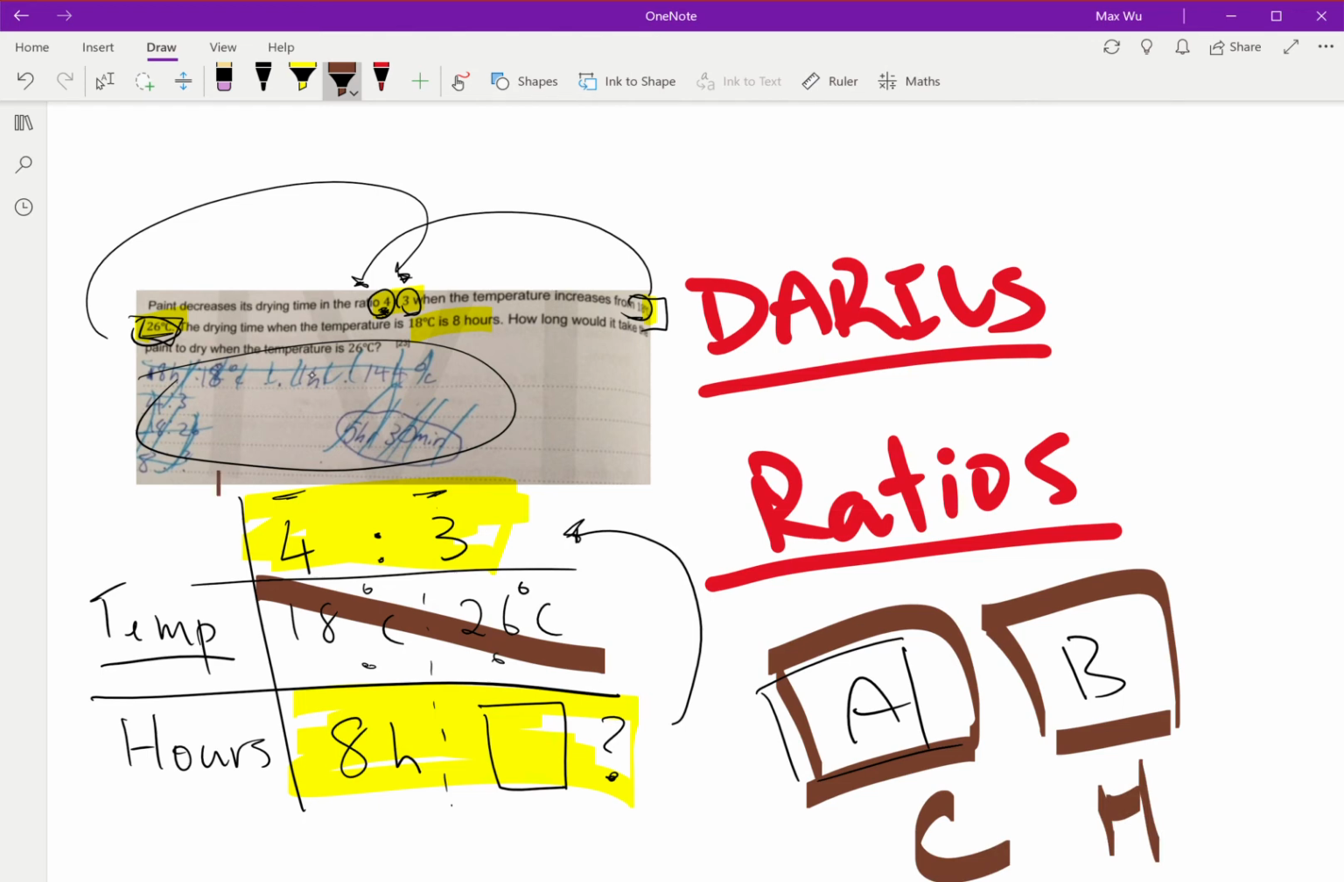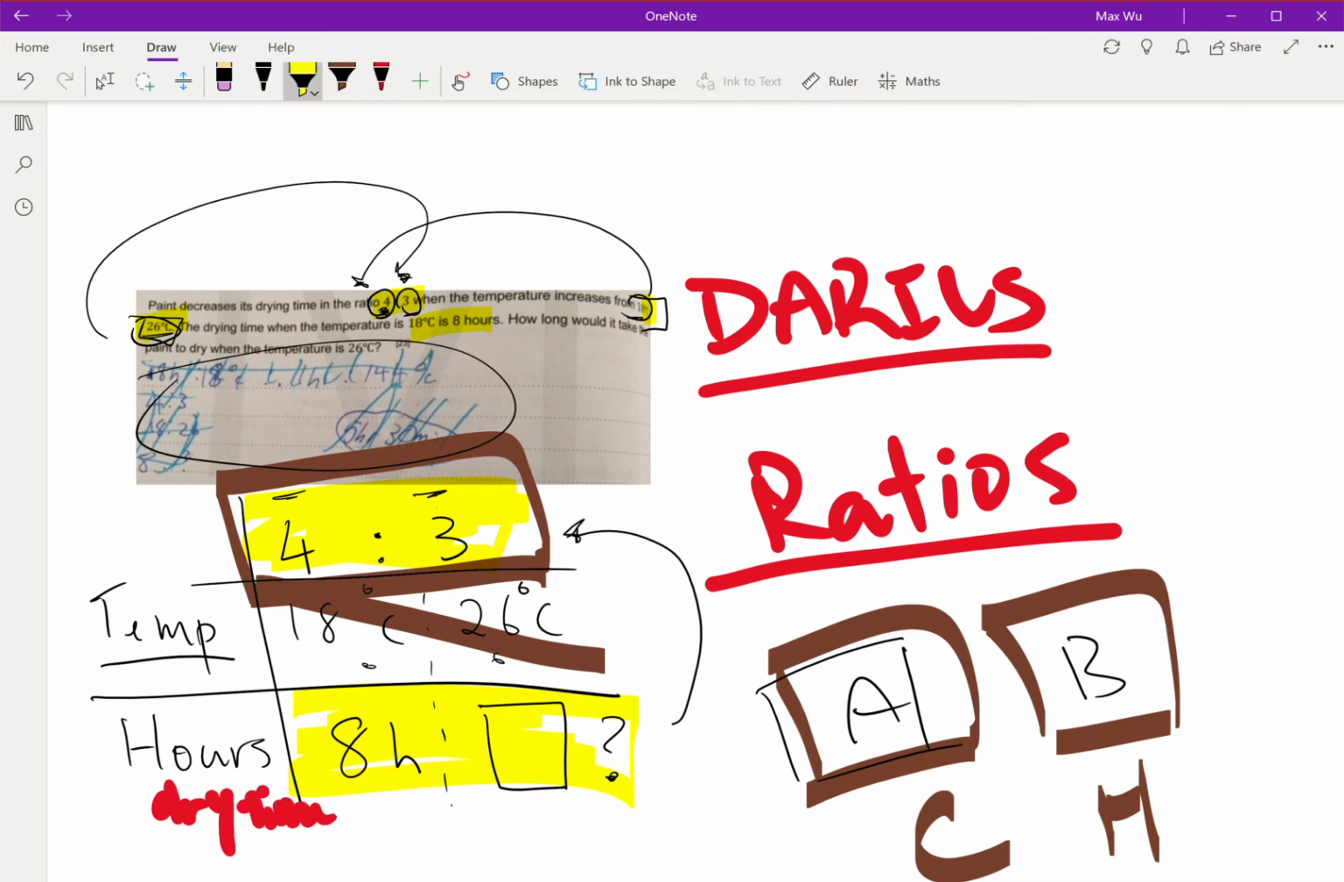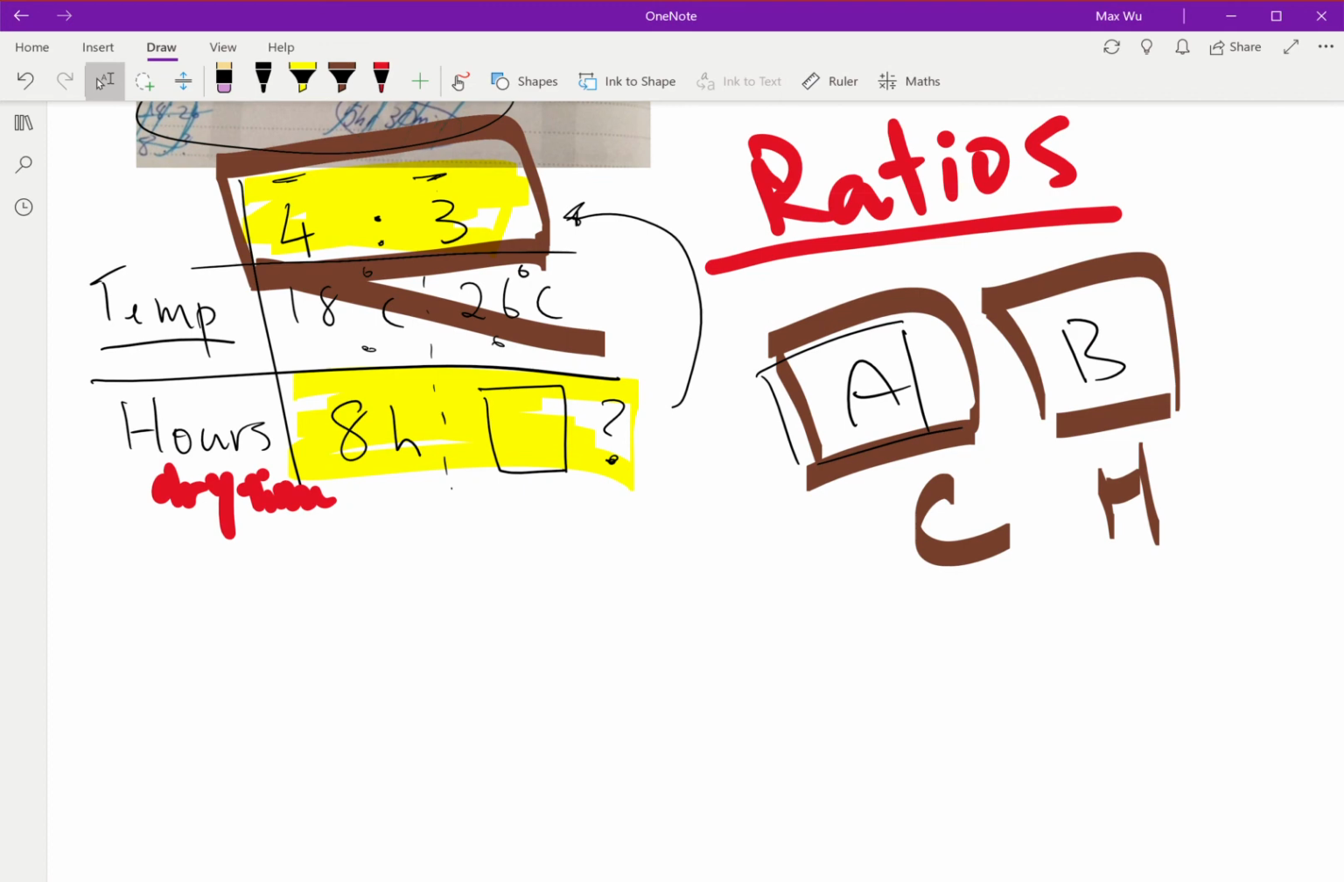The ratio values, which in this case are 4 to 3, and the hours, which in this case is the drying time. So hours would be dry time. Okay, this is a bad pen, sorry. So if 4 is to 3, 8 should be to something, okay? We'll do it like this. 4 over 8. Can you see how 4 is over 8? It should be equal to 3 over question mark, right?